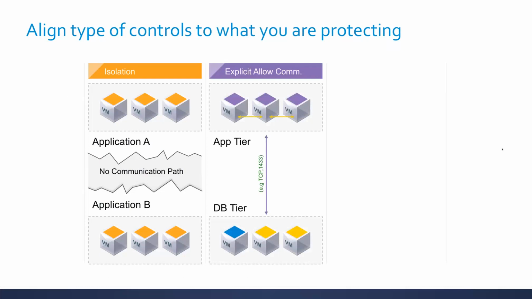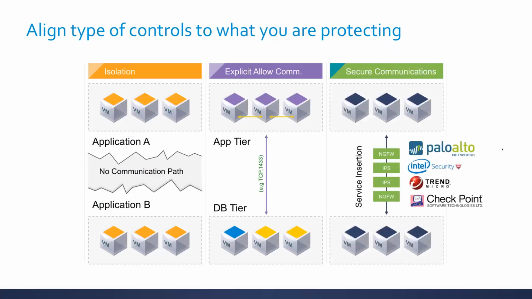So the application is specifically allowed to talk to the database tier on these particular ports, nothing more, nothing less. Then we have the secure communication. This involves guest introspection and service insertion to say, hey, let's do deep packet inspection in between these two tiers to make sure everything is where it needs to be. NSX is doing a great job of developing this ecosystem.